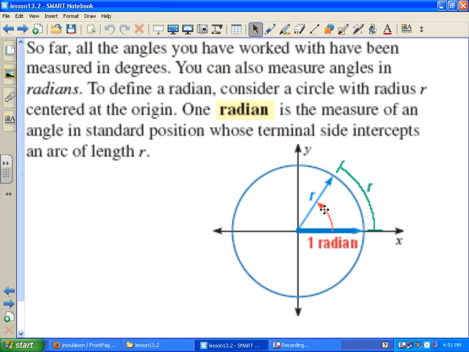So looking at the figure, this angle that's indicated here with this red direction arrow, that's positive 1 radian. It's positive because it's counterclockwise rotation. But it's 1 radian because the radius of the circle and the intercepted arc, this arc that's intercepted by the end of the initial side and the end of the terminal side, that intercepted arc has the same length as the radius of the circle. When that's the case, the measure of the angle is 1 radian.